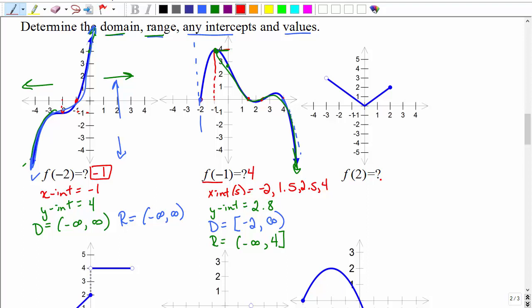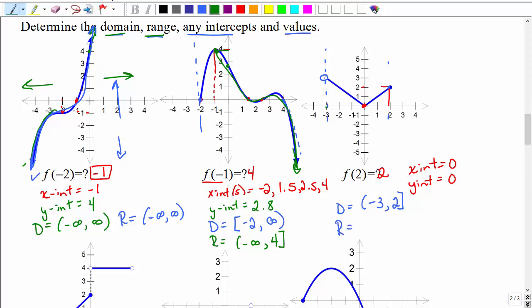Okay, f of 2, when x is 2, y looks like it's 2. The x-intercept, it only crosses the x-axis at 0. The y-intercept happens to be the same thing. But what about that domain and range? Okay, how left, how right? It goes to -3, but because of that open circle, it doesn't include -3. So we use a parenthesis on that interval notation, and it goes to 2, and it's inclusive.